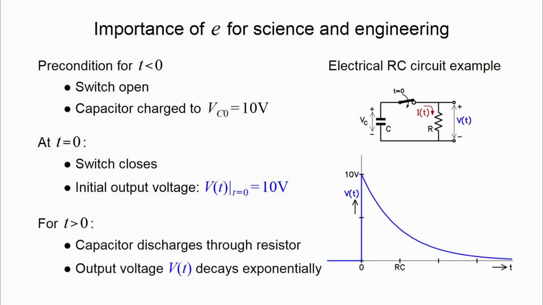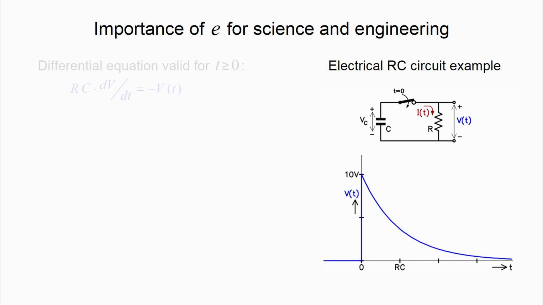After that, the capacitor is discharged by the current I(t) through the resistor, causing the output voltage to decay exponentially away over time. As soon as the switch is closed, the circuit's behavior is governed by the differential equation RC times the derivative of the output voltage with respect to the time equals the negative of the output voltage. It's not difficult to set it up, but as electrical network analysis is beyond the scope of this lecture, we won't go into more detail, so you are supposed to take it as given.